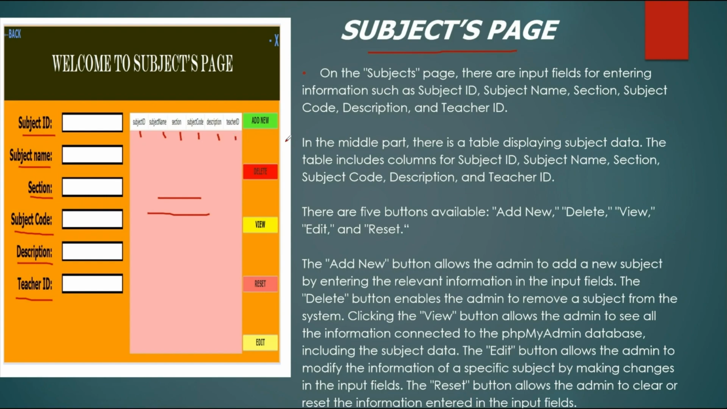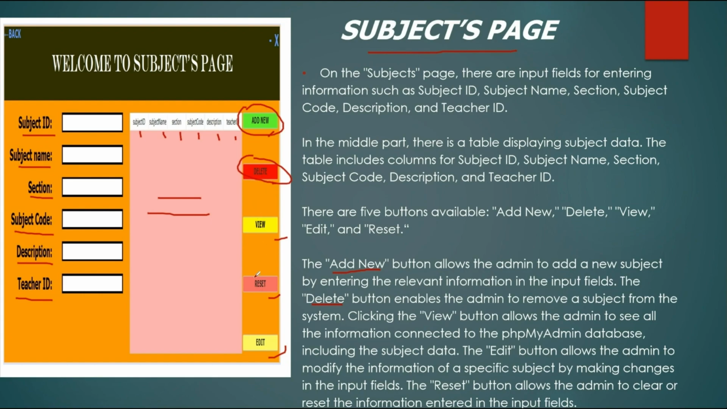There are 5 buttons available: add new, delete, view, edit, and reset. The add new button allows the admin to add a new subject by entering the relevant information in the input fields. The delete button enables the admin to remove a subject from the system.